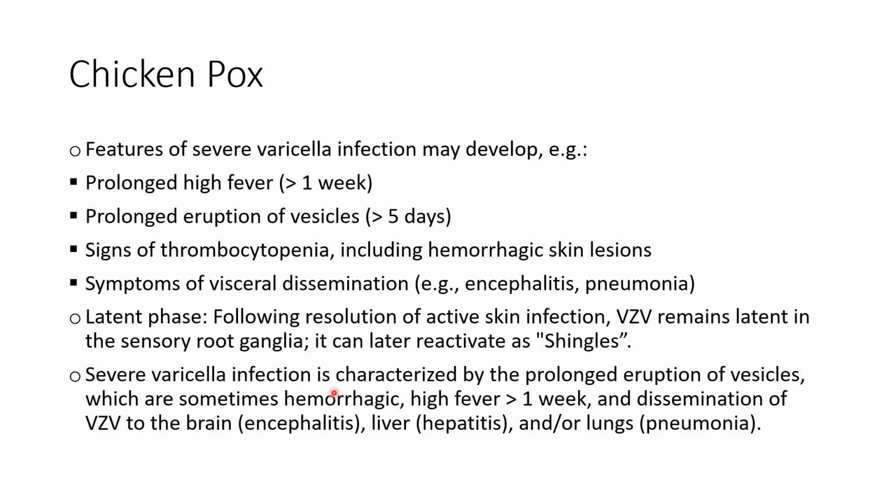Severe varicella infection is characterized by the prolonged eruption of vesicles, which are sometimes hemorrhagic, high fever, more than 1 week duration, and dissemination of varicella zoster virus to the brain, encephalitis, liver, hepatitis, and or lungs, pneumonia.